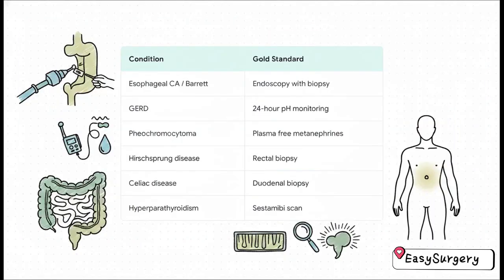For these systemic and GI conditions, you've just got to memorize the definitive tests. Esophageal carcinoma and Barrett's esophagus rely on endoscopy with biopsy. For severe GERD, the gold standard is 24-hour pH monitoring. If a pheochromocytoma is on your radar, look for plasma-free metanephrines. Those are the breakdown products of all those excess hormones. In peds and GI, Hirschsprung disease requires a rectal biopsy to explicitly prove there are no ganglion cells, and celiac disease needs a duodenal biopsy. And if you're prepping for surgery and trying to definitively localize hyperparathyroidism, the sestamibi scan is your gold standard.